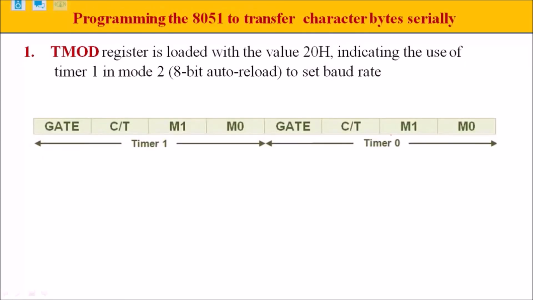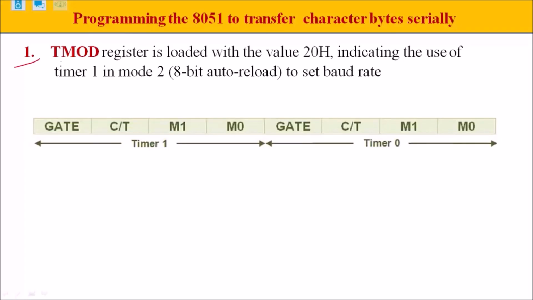Now let's see how to write a program. We'll write a program, so first check the algorithm. We want to transmit one character. Assume that we want to transmit one character from the 8051 microcontroller. So we are going to write a program for transmission only. These are the steps of the algorithm.